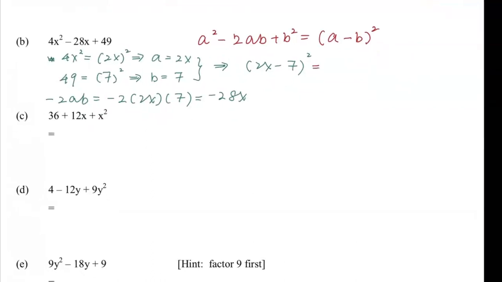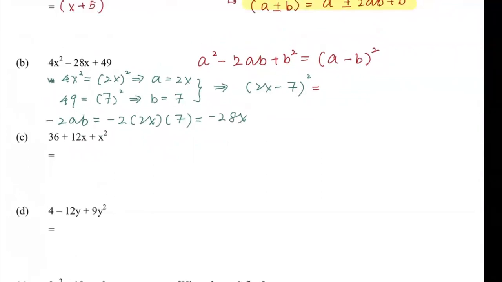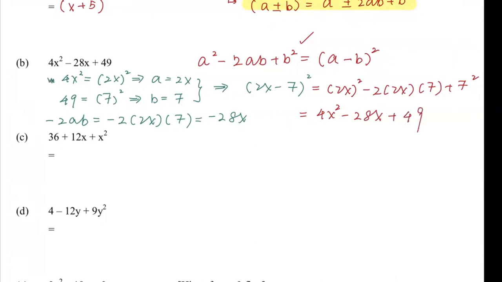So (2x minus 7) squared, let's use this formula. (2x) squared minus 2 times 2x times 7 plus 7 squared. So this is equal to (2x) squared, which is 4x squared, minus 2 times 2x, that's 4x, 4x times 7, that's 28x, plus 7 squared, that's 49. See? These two are the same, so it's verified.